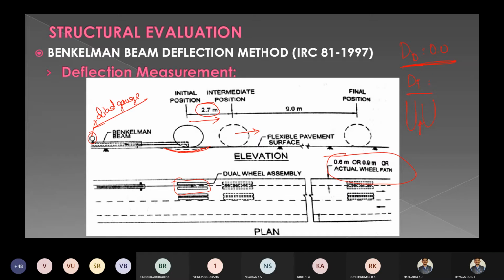So the initial reading is 0. The intermediate reading we are going to record when the truck moves to a distance of 2.7 meter. You are going to stop the truck for 5 minutes there and record the reading. After that, the truck will be moved again to a distance of 9 meter, but the beam will stay here only, and you are going to note down the final reading. So remember, it is very simple.